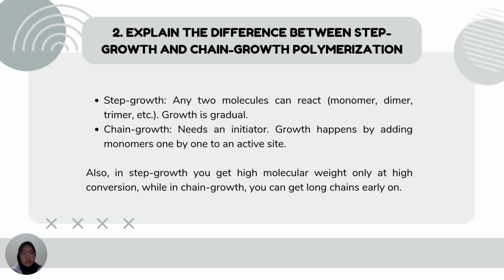Number 2, explain the difference between step growth and chain growth polymerization. In step growth, any two molecules can react, like monomer, dimer, trimer. Growth is gradual. For chain growth, it needs an initiator. Growth happens by adding monomers one by one to an active site. Also, in step growth, you get high molecular weight only at high conversion, while in chain growth, you can get long chains early on.